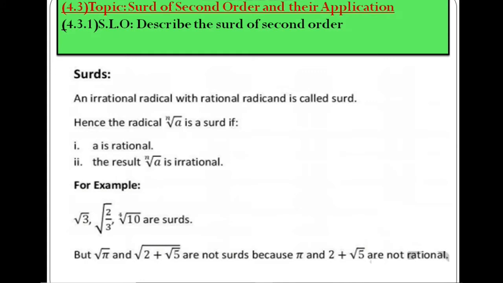An irrational radical with rational radicand is called a surd. This definition looks a bit difficult, so let's make it easy for you. Irrational radical with rational radicand.